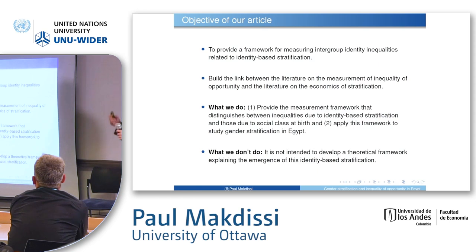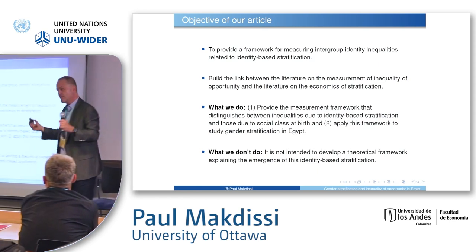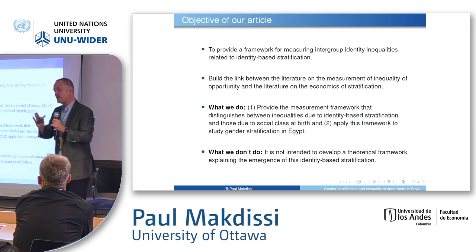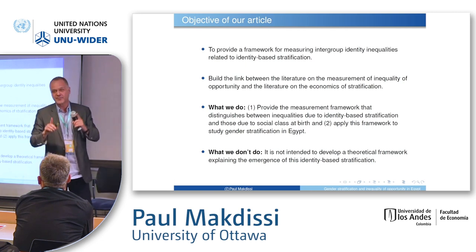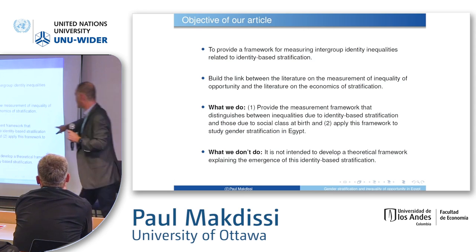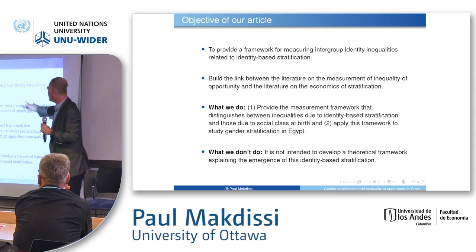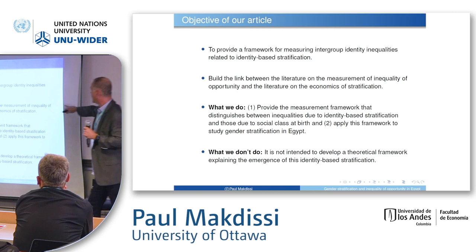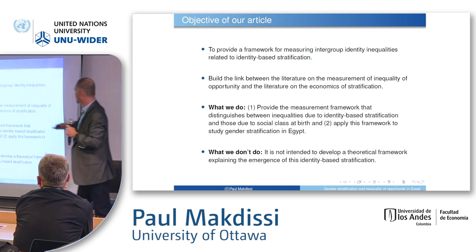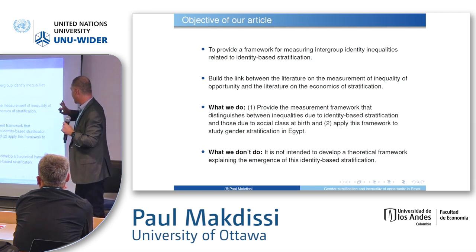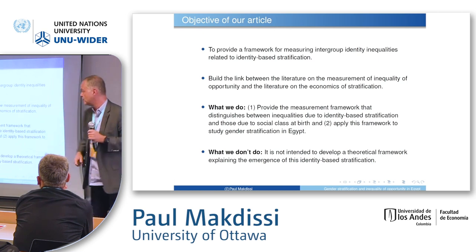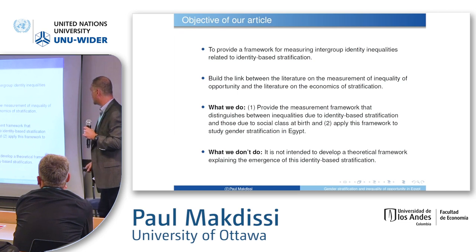So what do we want to do? We want to provide a framework that allows us to measure intergroup inequality related to identity-based stratification. So now I'm moving out of gender, and I talk in general about identity-based. And when I come back to Egypt, we'll look at gender stratification. So what we do here is build the link between this literature on measurement of inequality of opportunity and the literature on the economics of stratification. We provide this measurement framework that can split identity-based stratification from the other part that is due to social class at birth. And we apply this framework to study the evolution of gender stratification in Egypt.